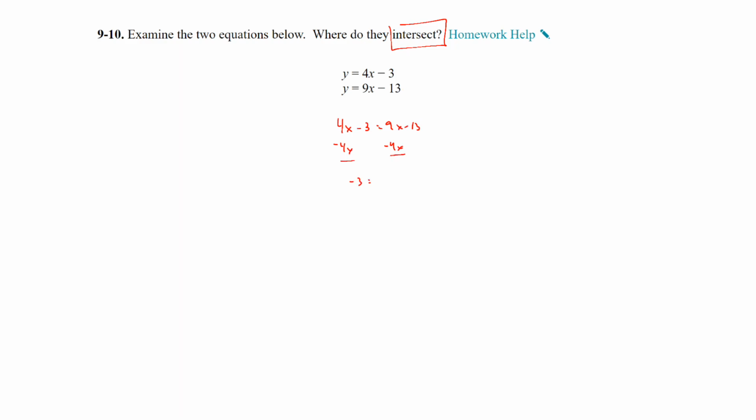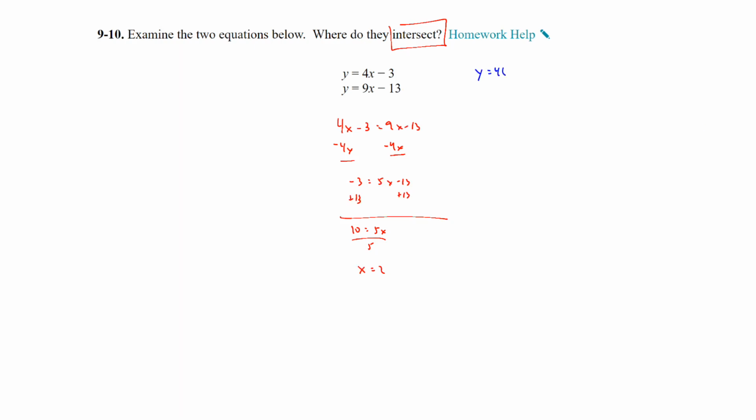Negative 3 is equal to 5x minus 13, add 13. So we're trying right now to get the variable on one side and the constant on another. 10 is equal to 5x, and then divide both sides by 5, and you get x equals 2. Now we can take that and plug right back into one of the equations from above.